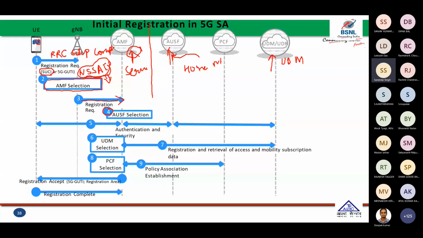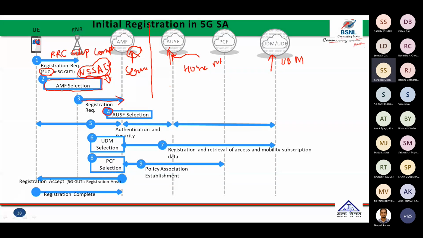So there are two levels of authentication in 5G. The first is the AMF level authentication. The second is the AUSF level authentication. And the final authentication is based on the home network AUSF level. That's why the AUSF selection is there. They never select the AUSF of a foreign network. They always select the AUSF of the home network only, for the permanent or final authentication.